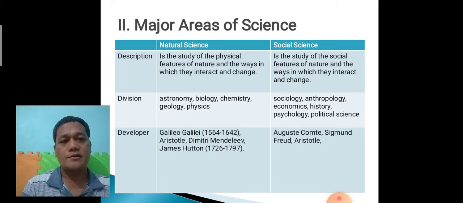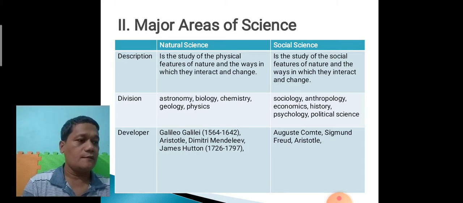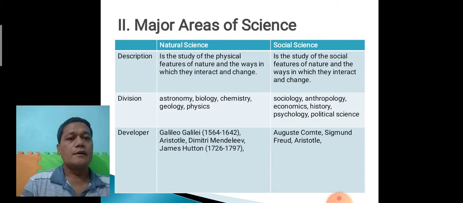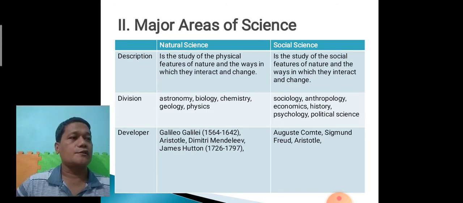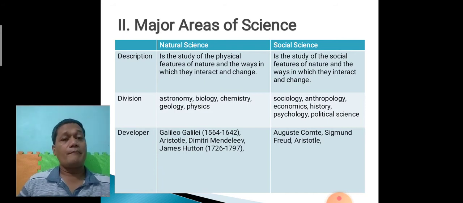Okay? So, we have the division. Part of that, we have astronomy, biology, chemistry, geology, and physics. So, physics is the branch of science concerned with the nature and properties of matter and energy.